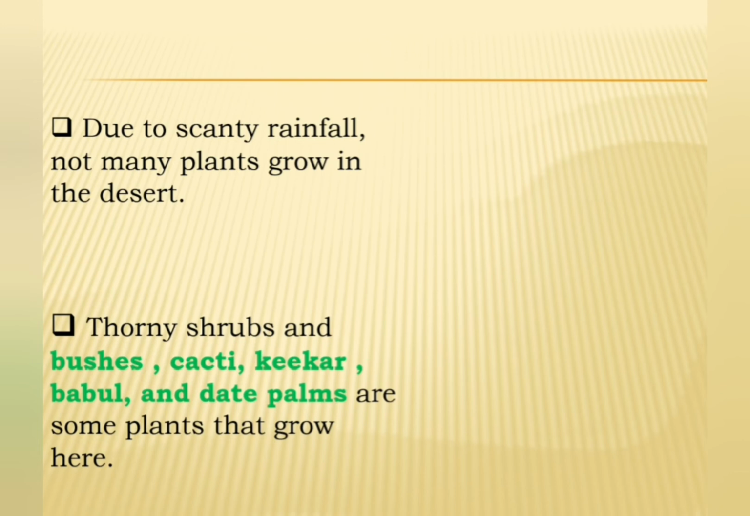Name some plants which are grown in the desert region of India. Can you say the answer? Yes. Thorny shrubs and bushes, cacti, kikar, babul, and date palm. Very good.